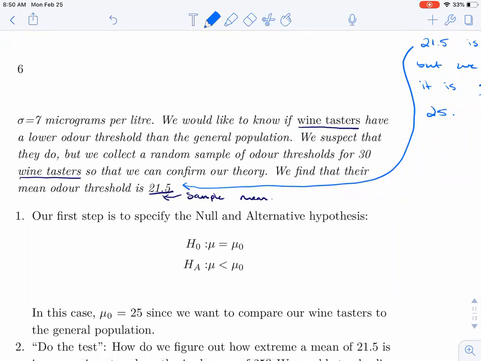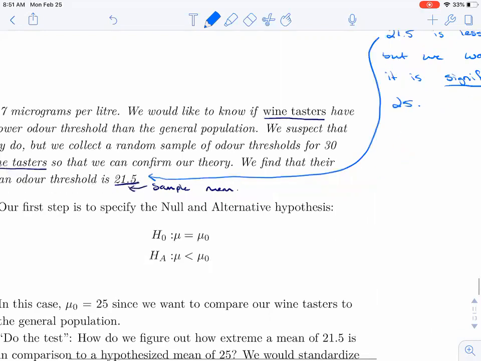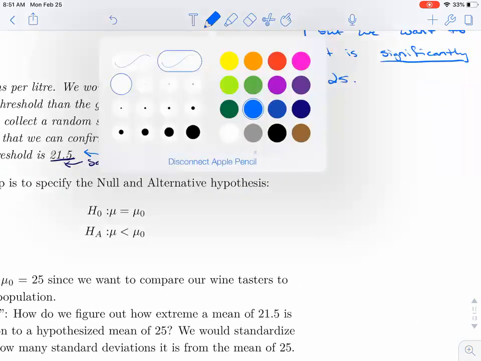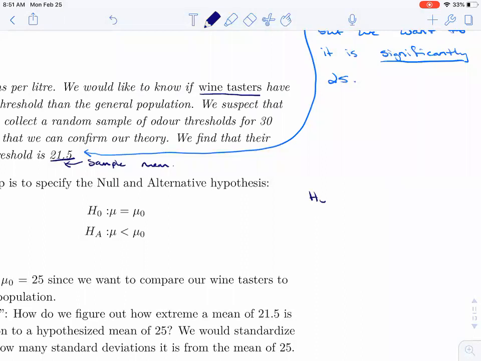So we've got a sample mean, right, 21.5, that we want to compare to 25. Now when we set up our null and alternative hypothesis, we're going to have something like H naught and HA. We can start there.